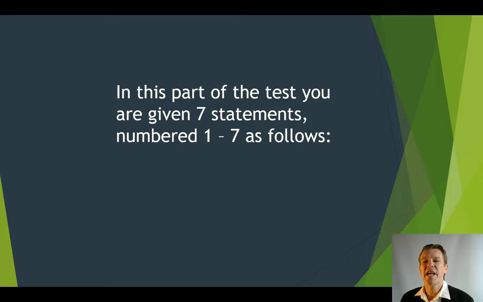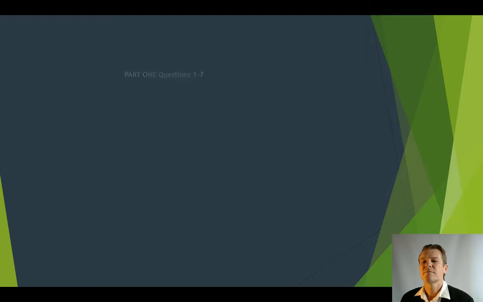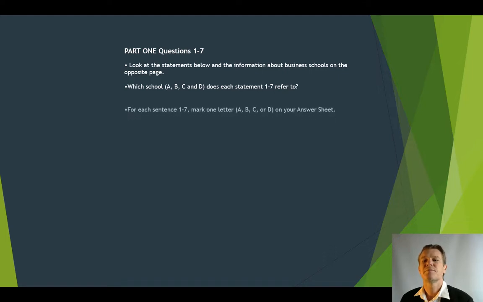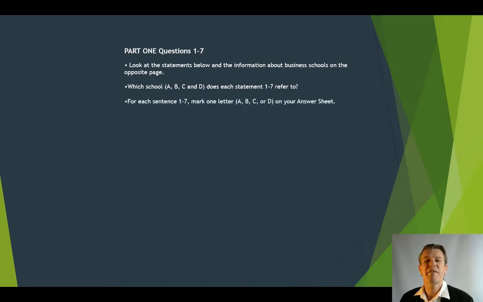So in this part of the test, you're given 7 statements, numbered 1 to 7, as follows. So part 1, questions 1 to 7. You then have the instruction, look at the statements below and the information about business schools on the opposite page. Which school, A, B, C, or D, does each statement 1 to 7 refer to? For each sentence 1 to 7, mark 1 letter, A, B, C, or D, on your answer sheet.